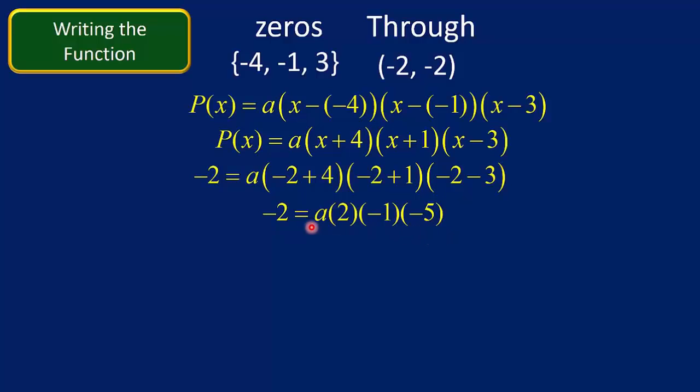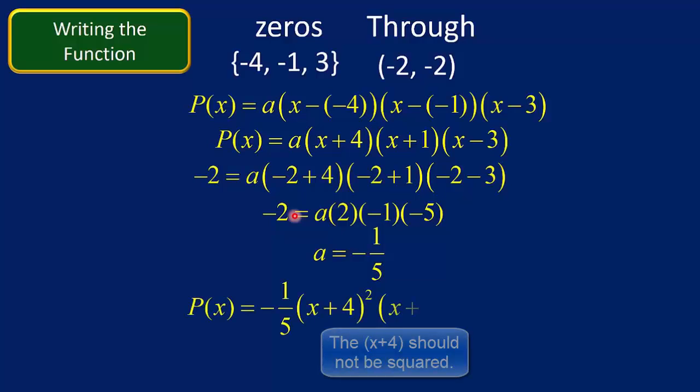Now I just want to solve this. And notice that this over here is going to be a positive 10, right? 10a equals negative 2. If I divide, I get a is equal to negative 1/5, and now I have my polynomial. There it is. This is a polynomial that has these zeros and passes through this point, negative 2, negative 2.